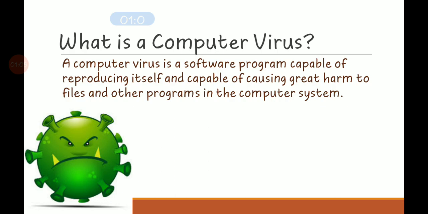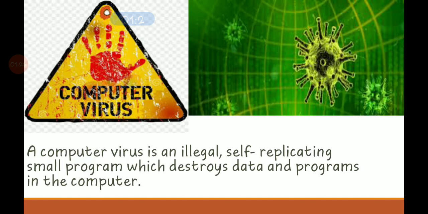It is a small software program which can multiply itself, which can reproduce itself from one to many forms. And it can cause very great damage to other files and programs in the computer system, which may destroy the computer system also. Okay, and now a computer virus is an illegal self-replicating small program which destroys data and programs in the computer. A computer virus is an illegal self-replicating program. Self-replicating means which can replicate itself, which can copy itself.